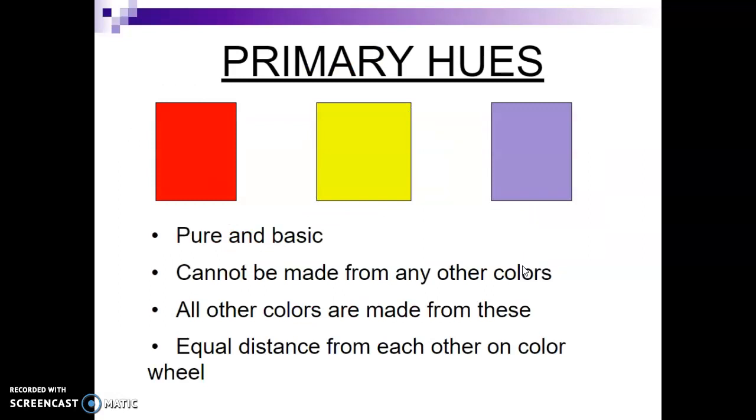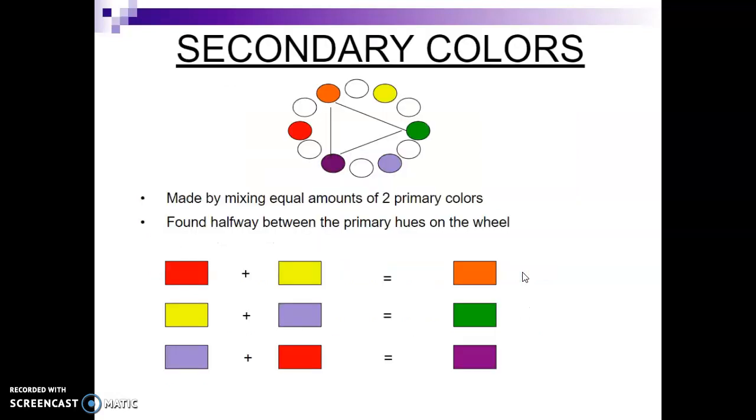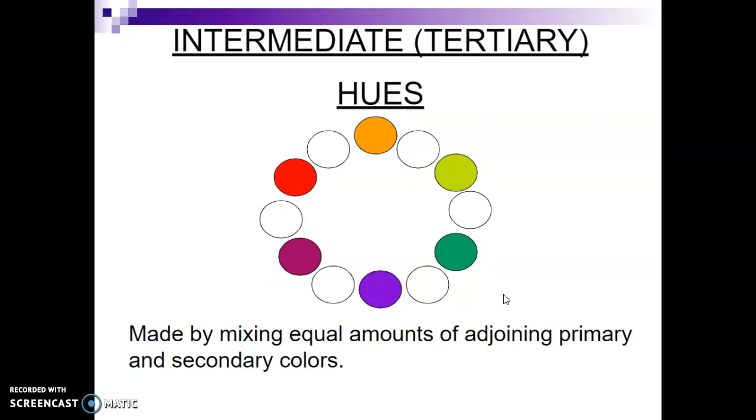So we know our primary colors are red, yellow, and blue. They're pure. You cannot create these colors using any other colors. And all colors are created using these 3 colors. And as you know, they're equal distance from each other on the color wheel. We know secondary colors are created by mixing 2 primary colors, such as orange, green, and violet. And tertiary colors are made by mixing equal amounts of adjoining primary and secondary colors. Okay.